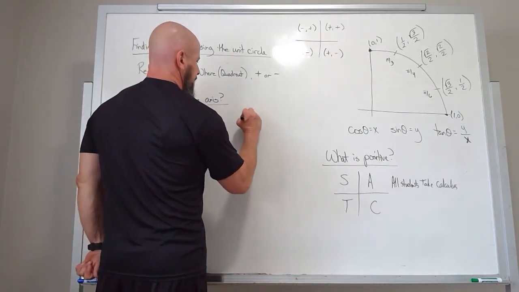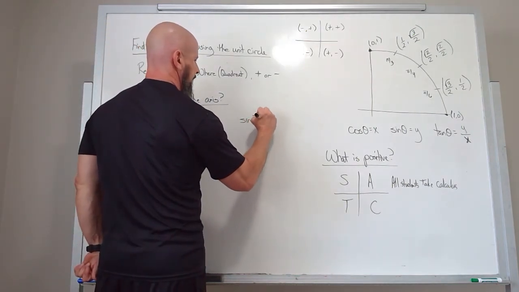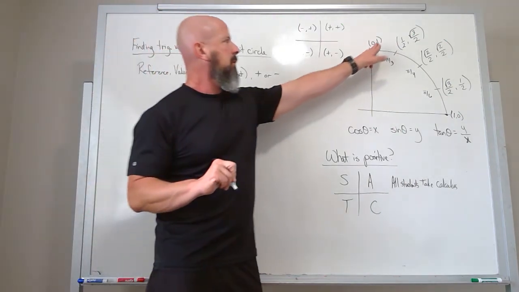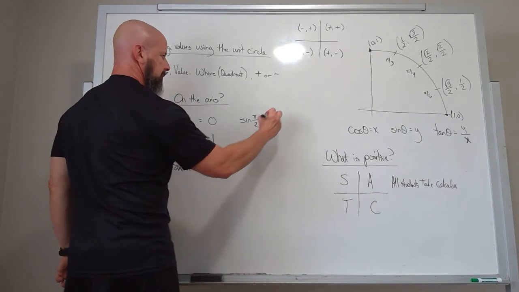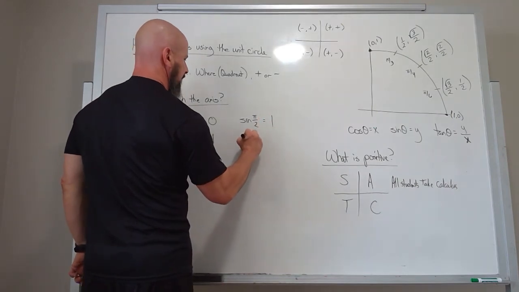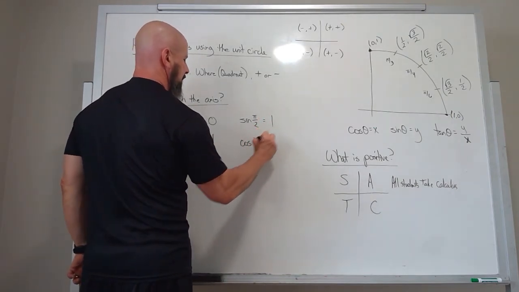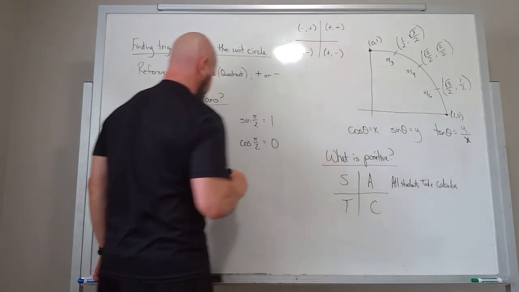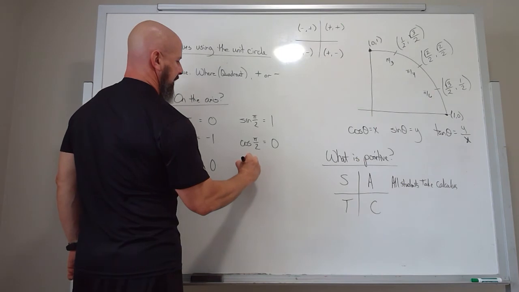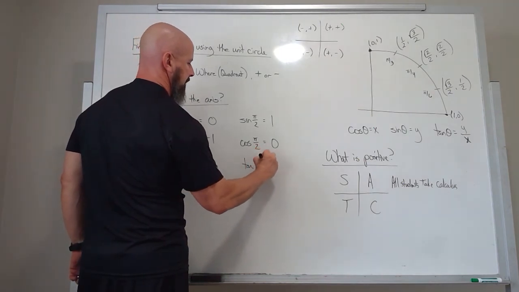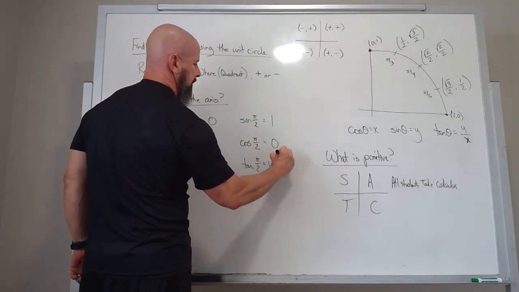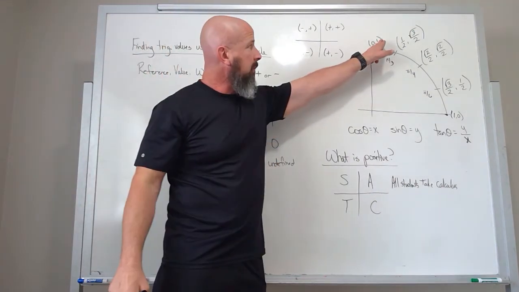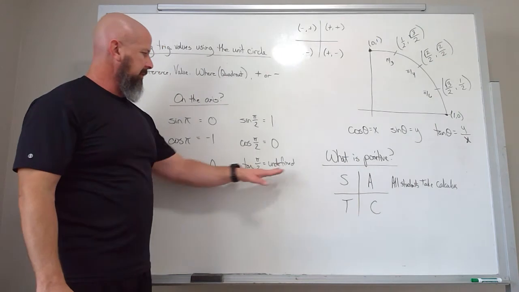Let's look at, say, pi over 2. Sine of pi over 2: the y value at pi over 2 is 1. Cosine of pi over 2: the x value at pi over 2 is 0. The tangent of pi over 2 would be undefined, because you'd have y over x, 1 divided by 0, which is undefined.